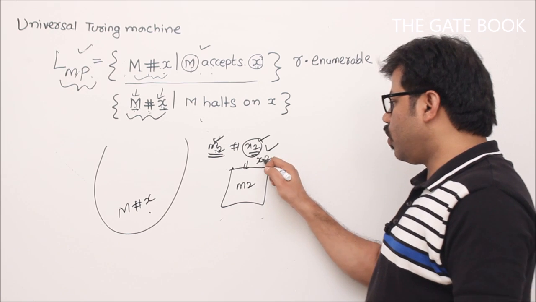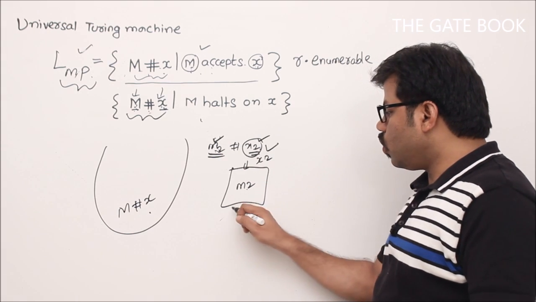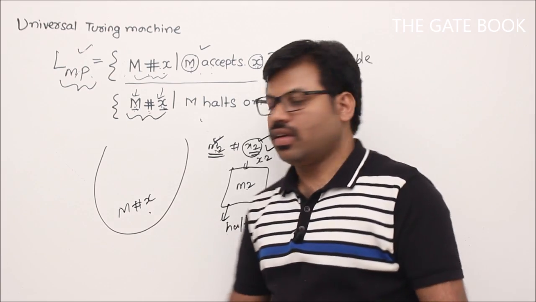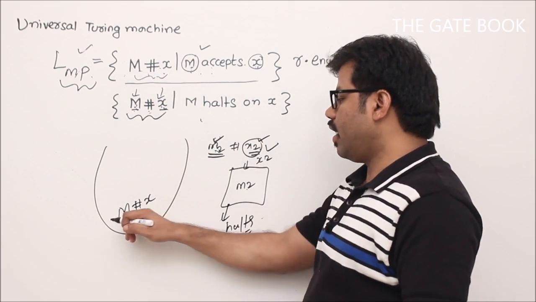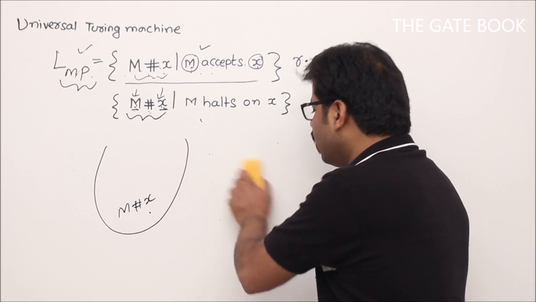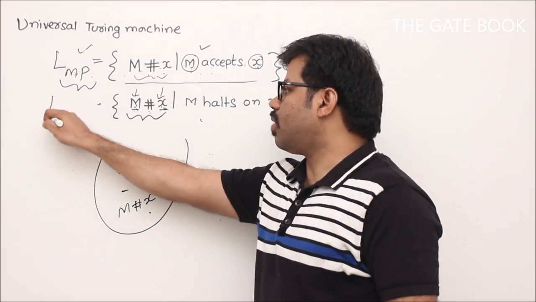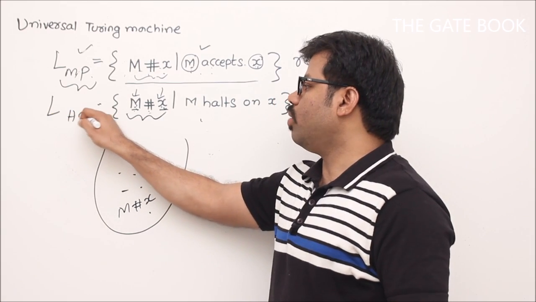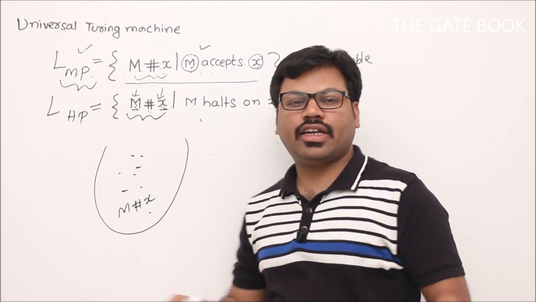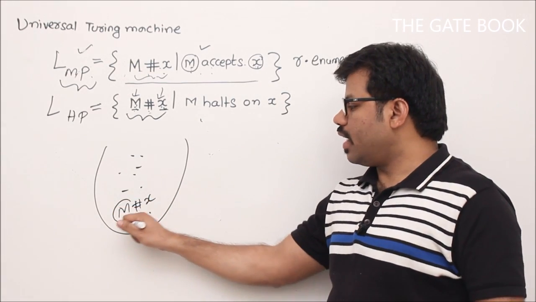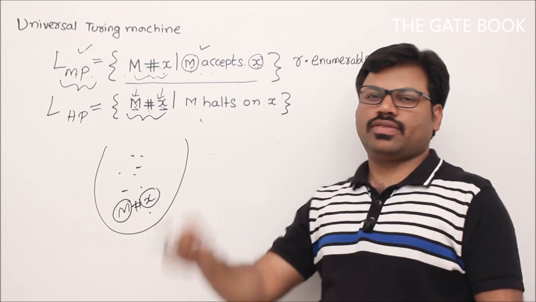And we are giving input x2 to this one. If m2 really halts, then we have to collect its m hash x. So tell me finally, what kind of strings are you collecting in this second problem, also known as the halting problem? In the halting problem, we are collecting all possible strings where a Turing machine m halts on x.